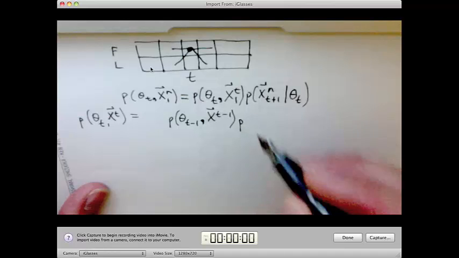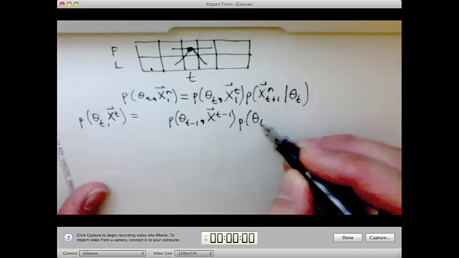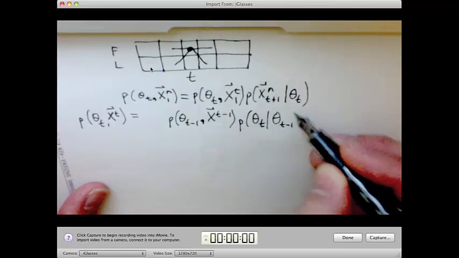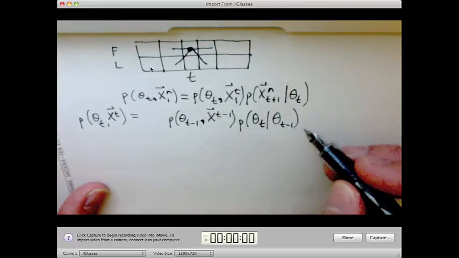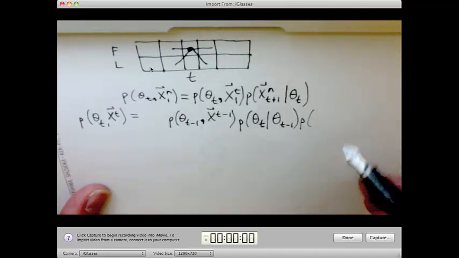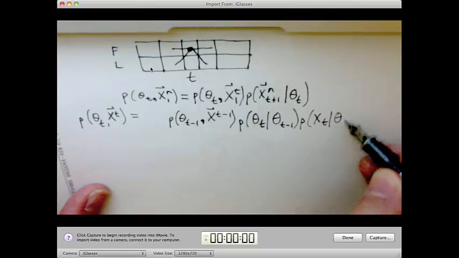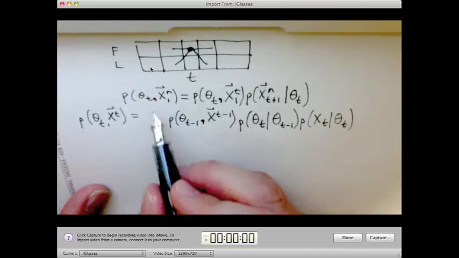So I can just write, based upon my Markov property, this is only dependent upon theta t minus 1. So there's my transition component. And then my emission component, and the only thing I have to do now is get rid of theta t minus 1. And I do that just by summing.